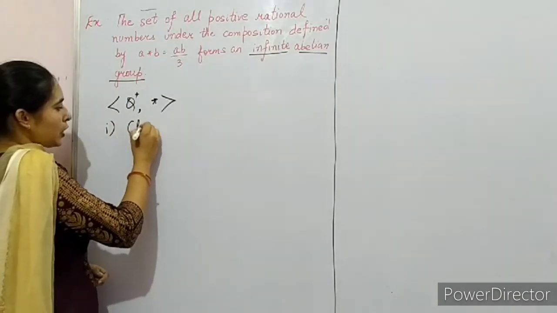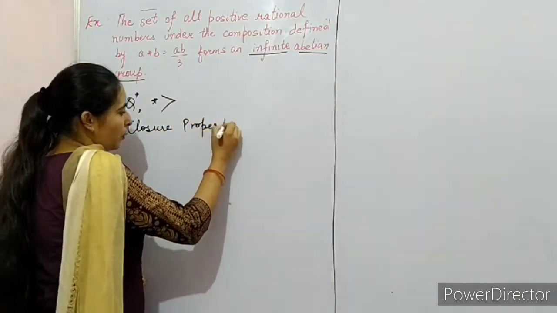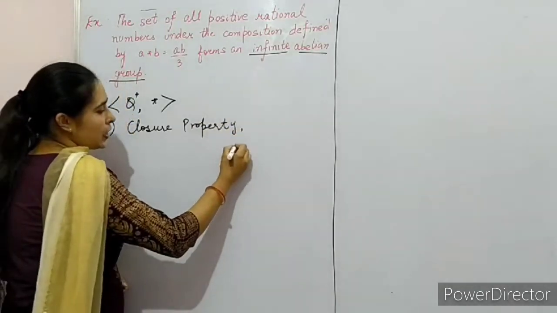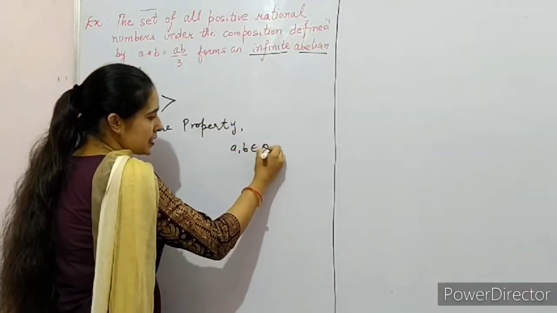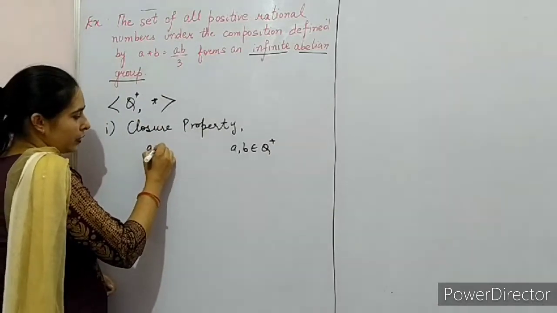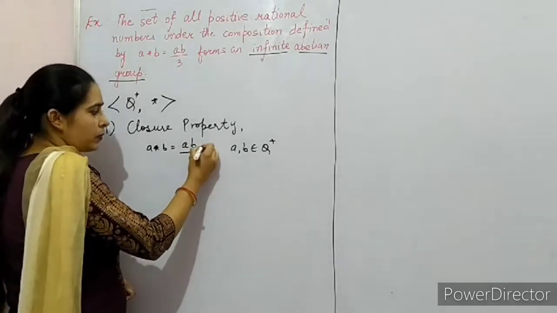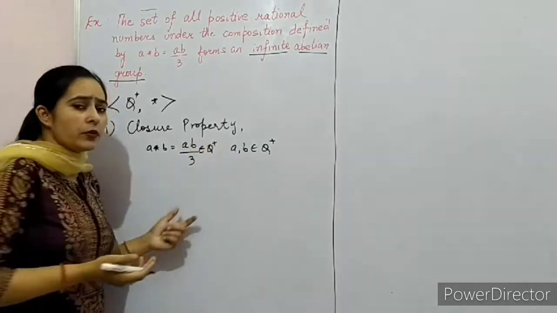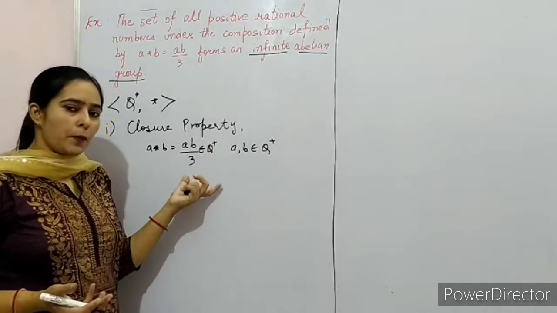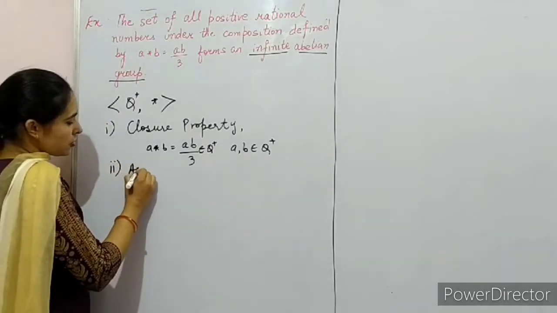Firstly, we shall check the closure property. Now, what is the closure property? Let's take any two positive rational numbers, and clearly if we multiply two positive rational numbers and divide by 3, it will belong to Q plus. It will be a positive rational number, so the closure property is satisfied. Now second is the associative property.